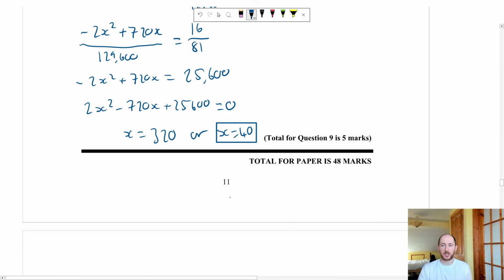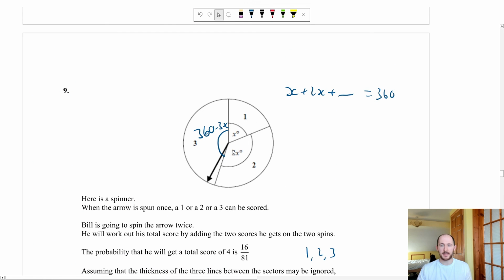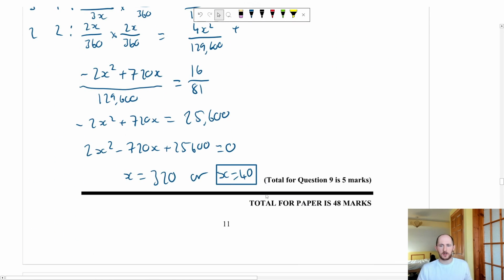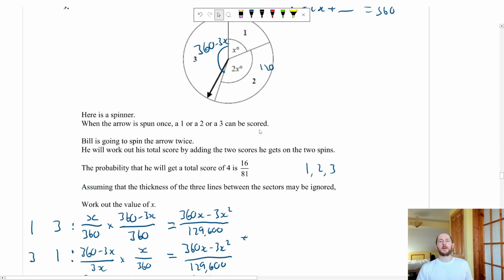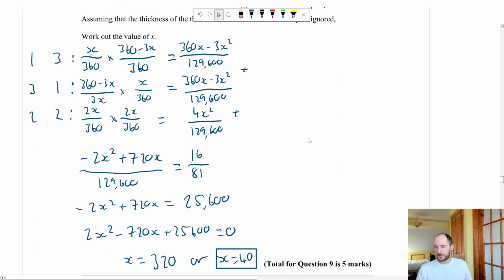Now you could actually check this by simply subbing in the values. So that'd be 40 plus 40 is 80, plus another 40 is 120. And then of course this one's 360 minus 120, so that's 240. 240 plus 120 does add up to a circle, so you definitely know it's this one. So that brings us to the end of the third paper.